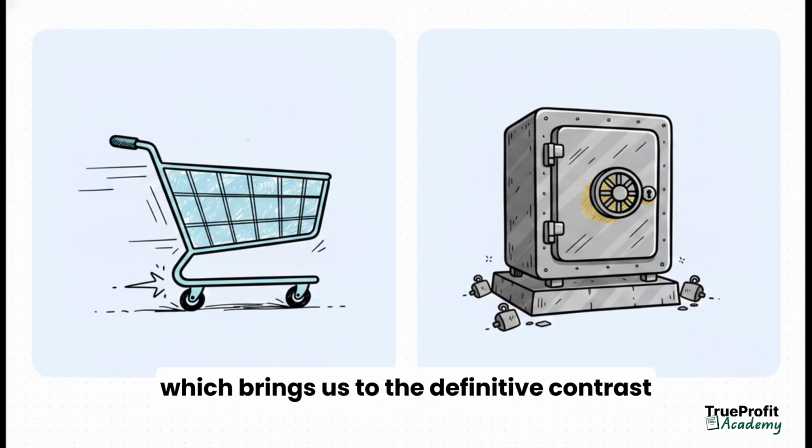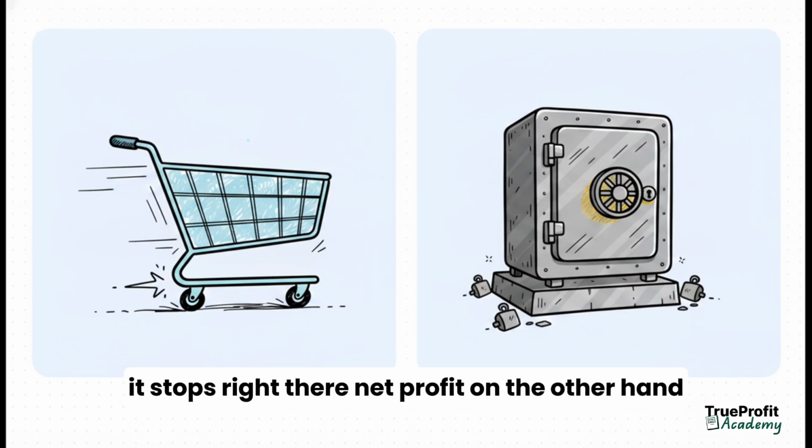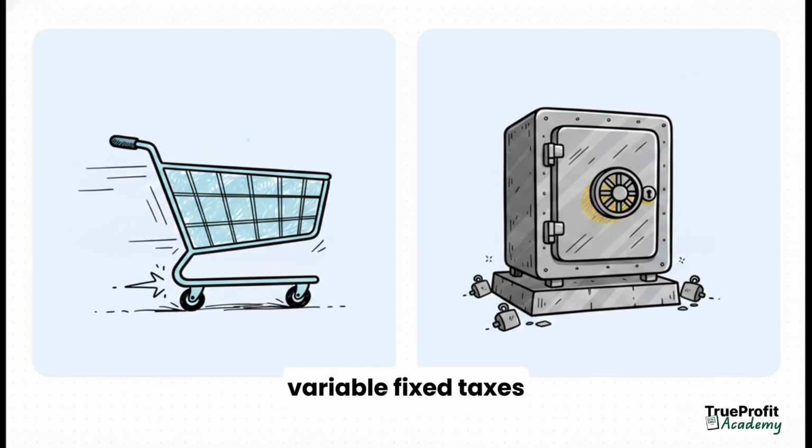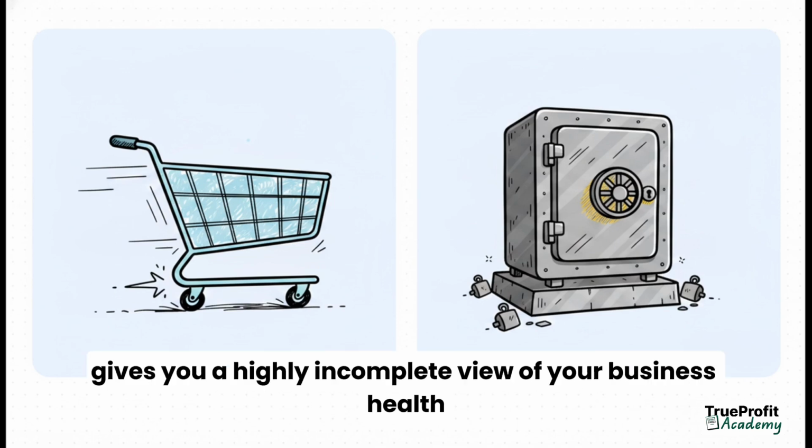Which brings us to the definitive contrast. Contribution margin ratio measures efficiency per sale above variable costs. It stops right there. Net profit, on the other hand, measures true bottom line profitability after all costs: variable, fixed, taxes, interest, the whole shebang. Tracking one without the other gives you a highly incomplete view of your business health.